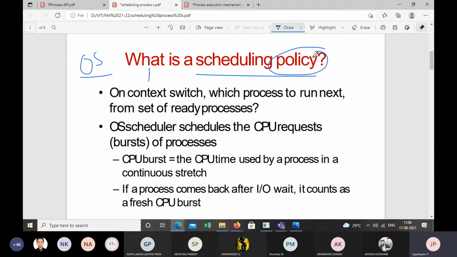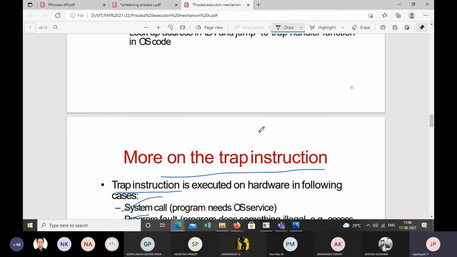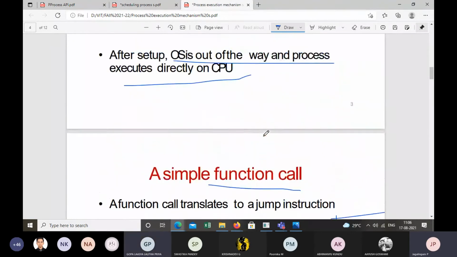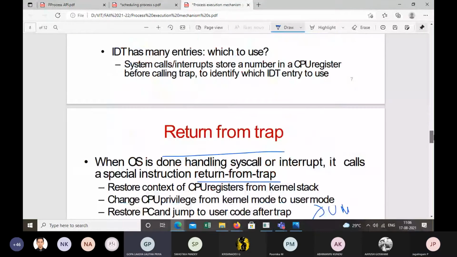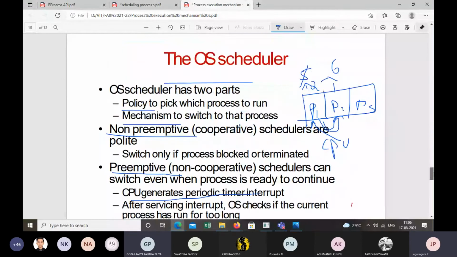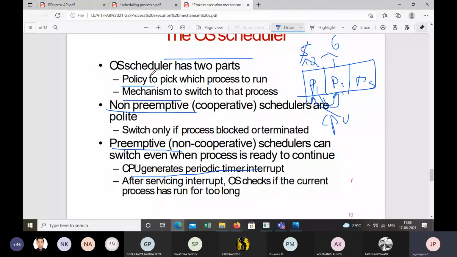Now what is mechanism? Switching from one process to another process. Good. Please look at the slide. We have discussed this in the last class. In the operating system scheduler code, we have two parts. Mechanism is switching from one process to the other process, and we have discussed how the operating system switches from one process to the other process.